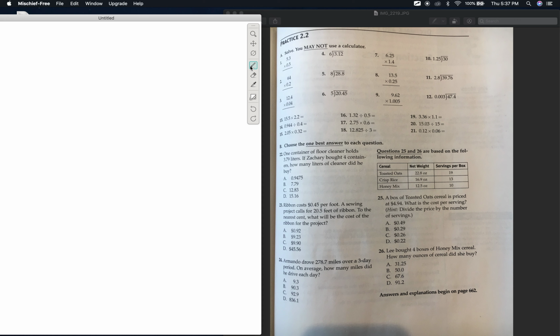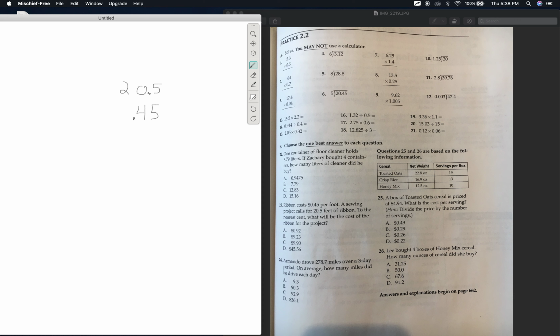Ribbon costs 45 cents per foot. A sewing project calls for 20.5 feet of ribbon. To the nearest cent, what will be the cost of the ribbon for the project? So, it's 45 cents per foot, and the project calls for 20.5 feet of ribbon. I usually like to put the larger number on top. It's not necessary with multiplication, but I do it anyway.